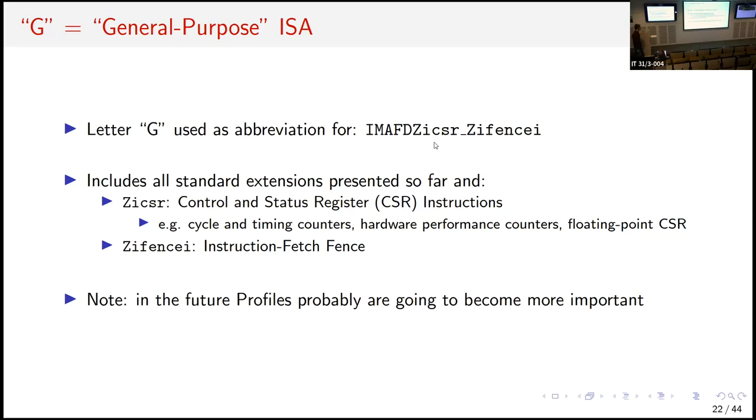And also note in the future, those profiles are maybe taking over some of that in a more flexible way. So we don't have to come up with more individual letters, but we basically have a way of grouping together base and mandatory extensions. And I expect that those profiles are going to be more important in that sense.